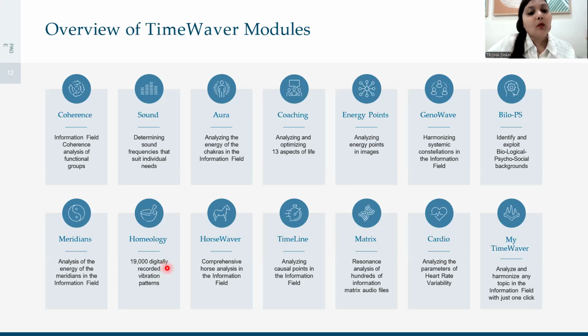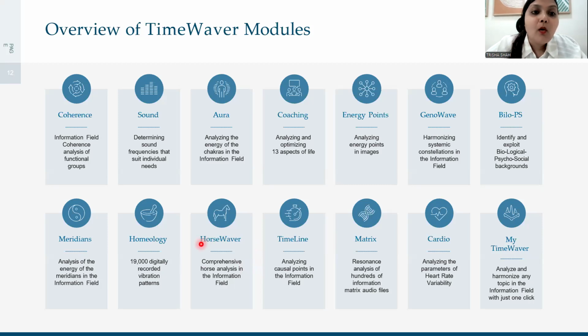You can easily work with 19,000 digitally pre-recorded vibration patterns, and you can select the pattern of your own. You can use these vibration patterns, and you can transfer these vibration patterns to white homeoglobules or water, and you can practice it with the clients as well.